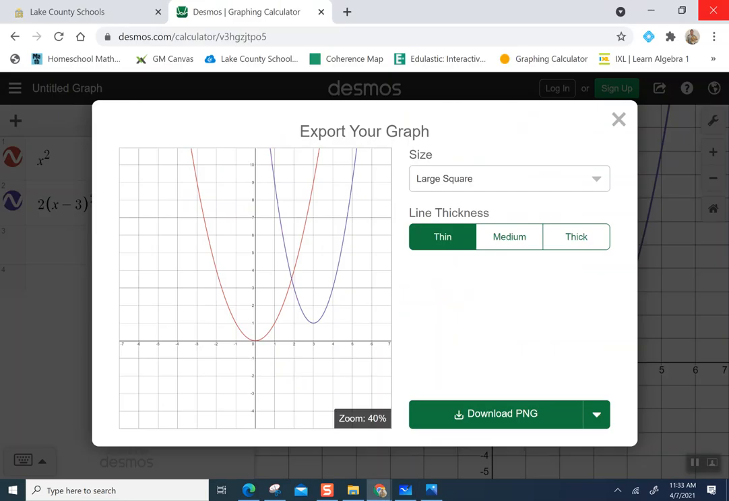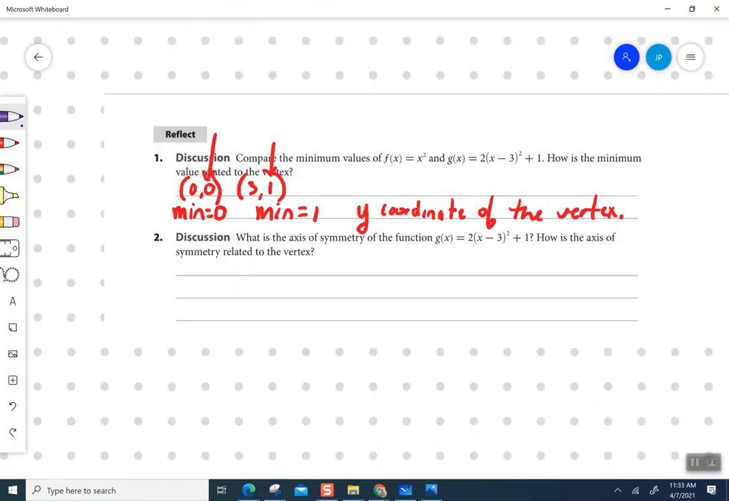So we come back and we answer the question, what is the axis of symmetry for the function? Well, for this one, the axis of symmetry was x equals 3. How is it related to the vertex? Well, now it looks like it's the x-coordinate of the vertex.